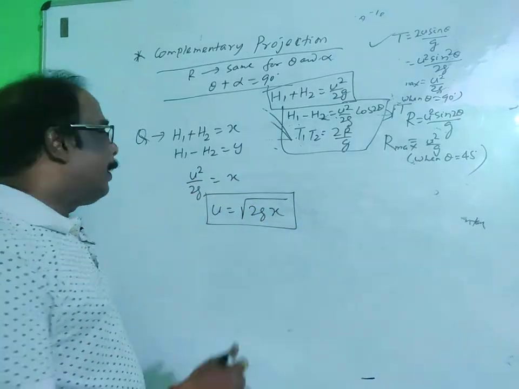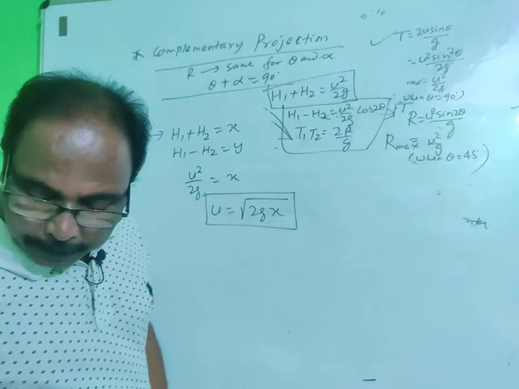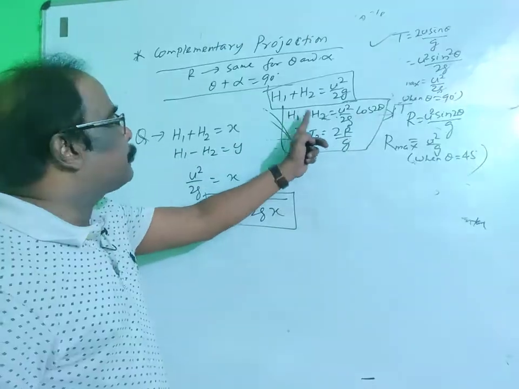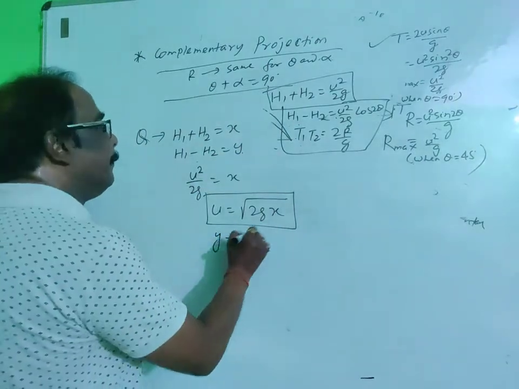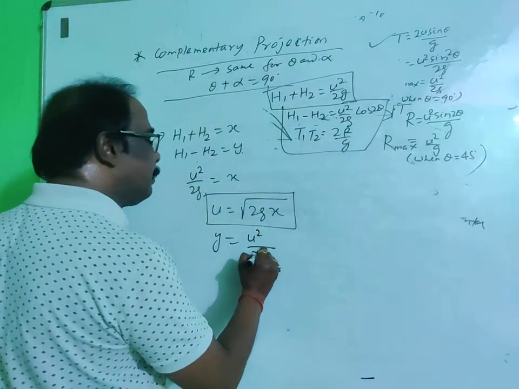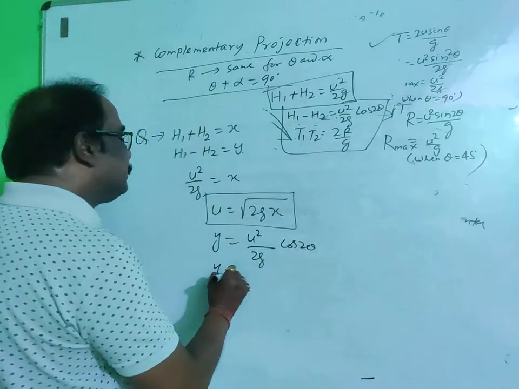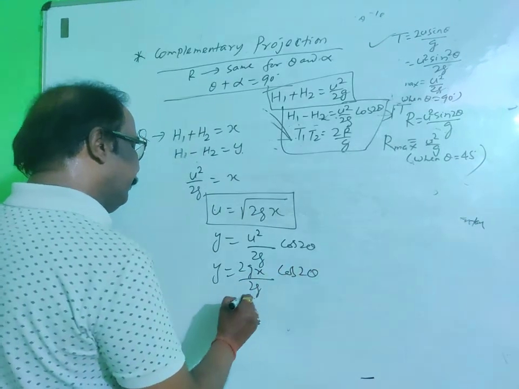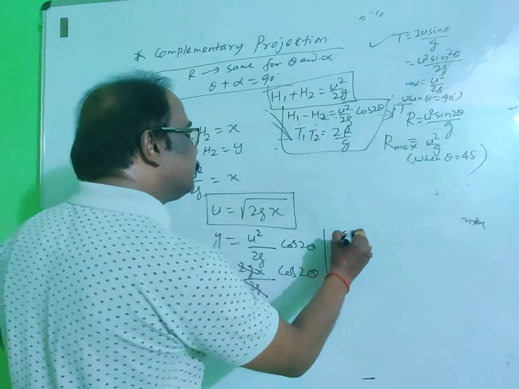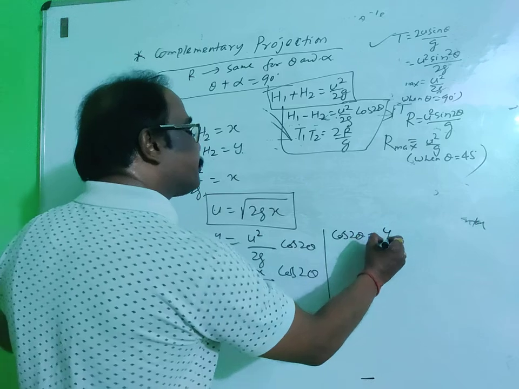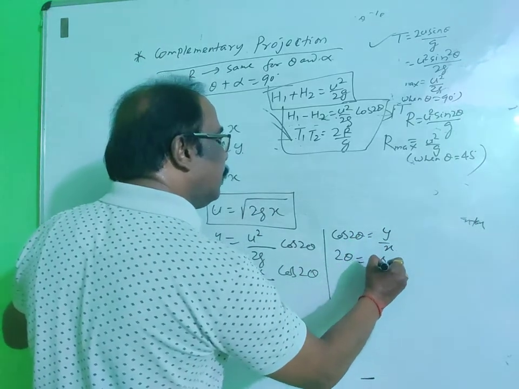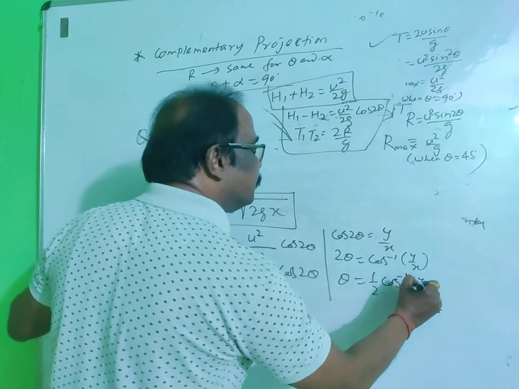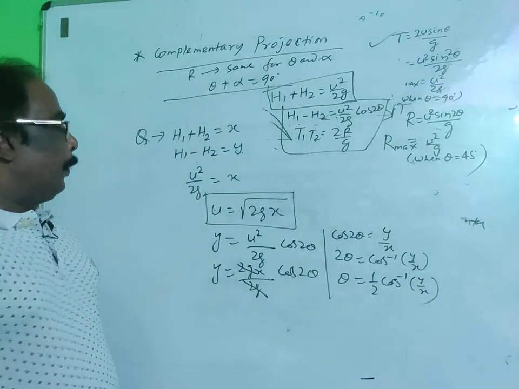First answer came. Then what is the angle of projection? Yes, it is asked to calculate the angle of projection. You can calculate it easily. H1 minus H2 is y, but H1 minus H2 is u square by 2g into cos 2 theta. Then y is equal to u square, which is 2gx, divided by 2g, cos 2 theta. Then 2g gets cancelled, cos 2 theta is equal to y by x, then 2 theta is equal to cos inverse y by x, then the angle of projection is 1 by 2 cos inverse y by x. Okay, this is the question.